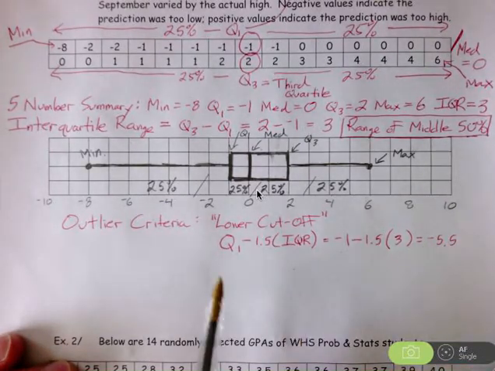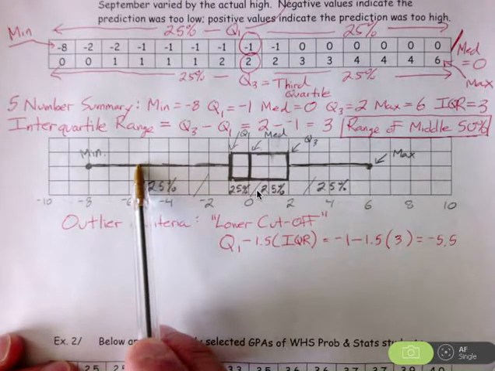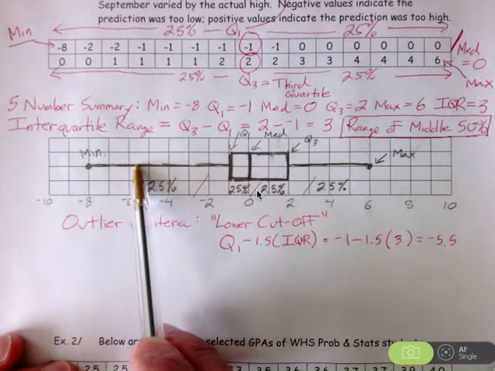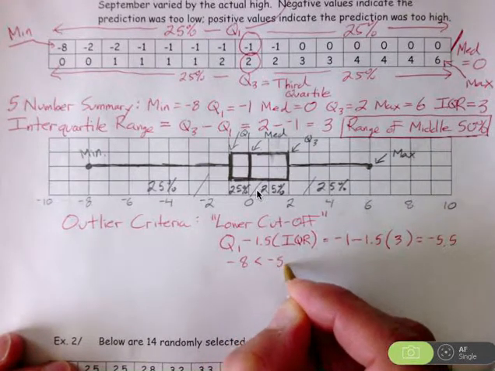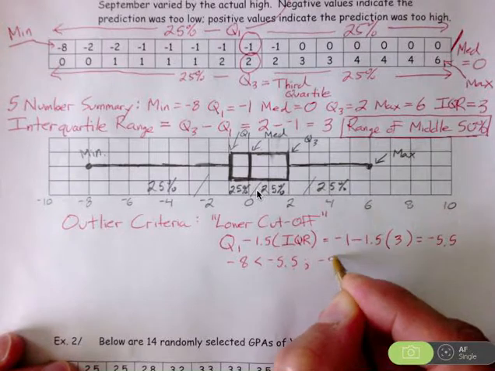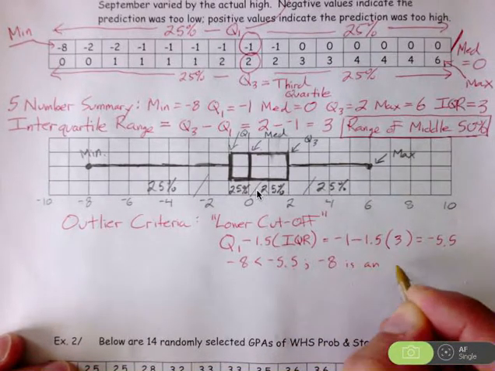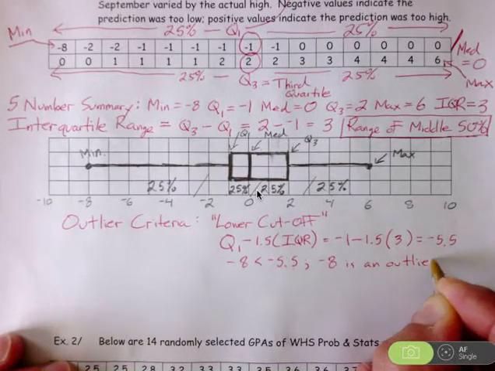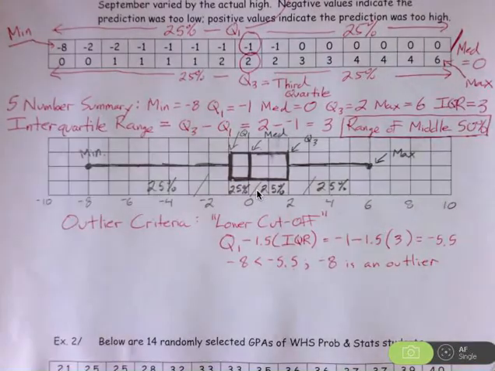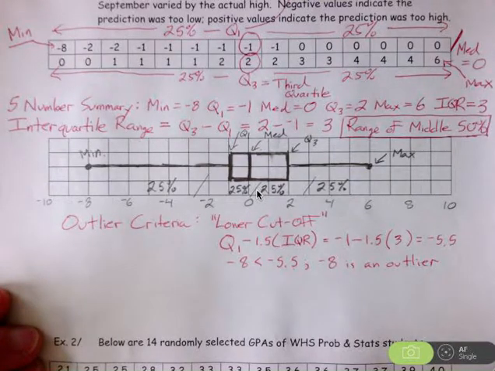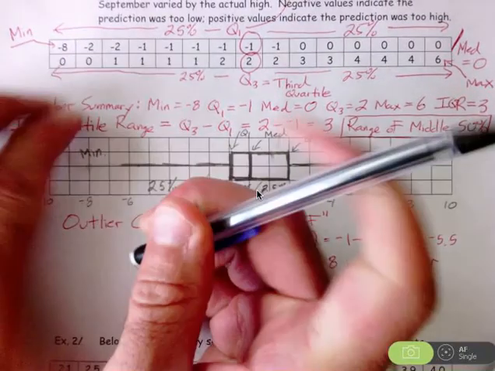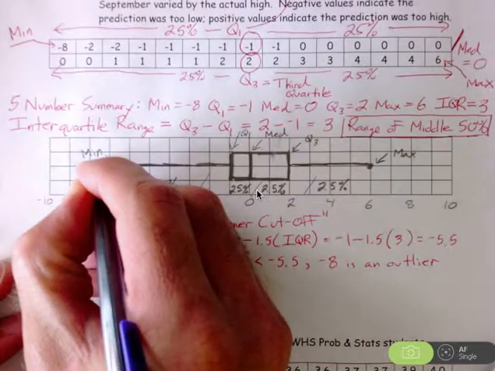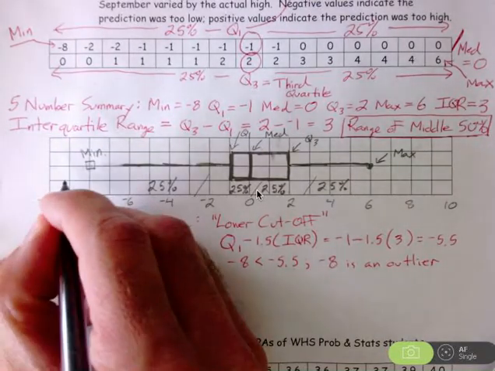So what this tells me, any value, here's where -5.5 would be. Any value below -5.5 is considered an outlier. And you can see then that our -8 is less than that cutoff of -5.5. So that means the -8 is an outlier. That's why I did the box and whisker plot in pencil, because an outlier is actually represented in a different way graphically. So I'm going to erase the dot that I put at -8, and instead I'm going to put a box there. That box represents that we have an outlier.